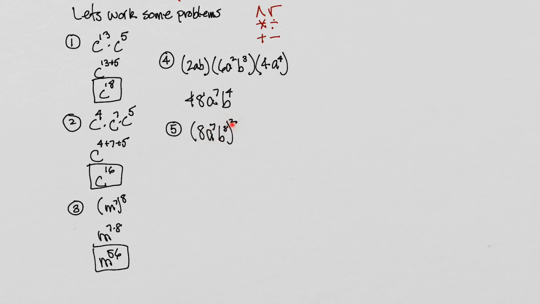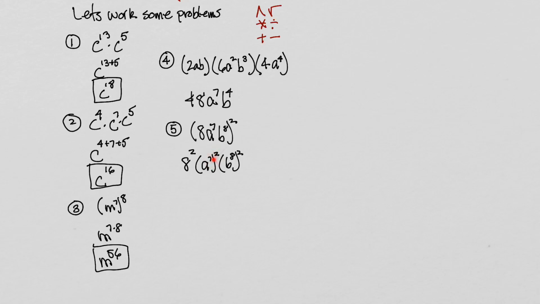Number 5, I'm seeing a power. And in a power, that puts us up here. What's right below power? Multiplication. So I look inside the parentheses, and that's what I see as a multiplication. So I can distribute this 2 to all 3 of those terms. So if I do that, it'll be 8 to the 2, and then a to the 7th to the 2, and then b to the 8th to the 2.